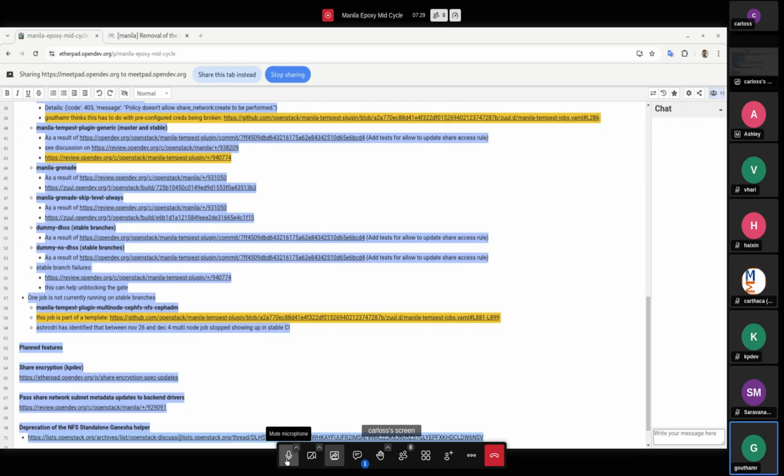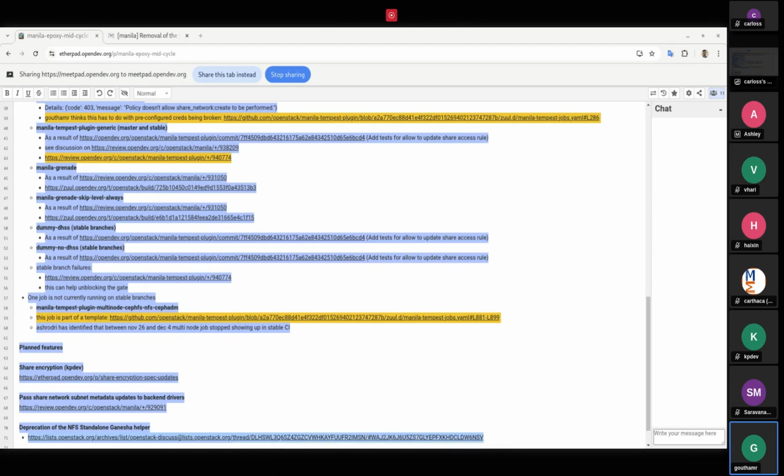So the upside of doing this would be to clean up the code and try to reduce the amount of maintenance that we're doing on these CI jobs, for instance. We don't really have the bandwidth to keep up with all of the CI changes that happen, and every cycle there have been some major changes to the CephFS NFS CI. So it would be nice to finally sunset this.